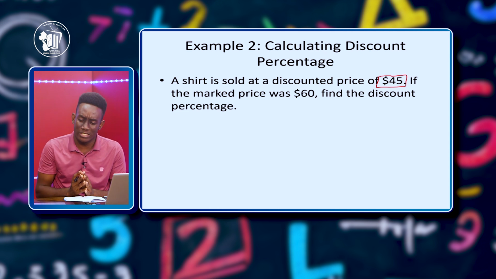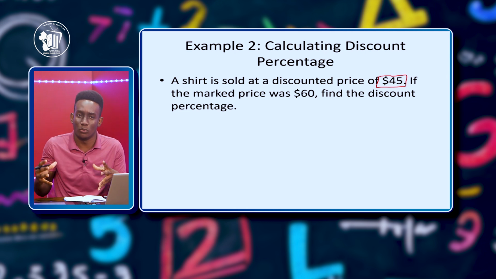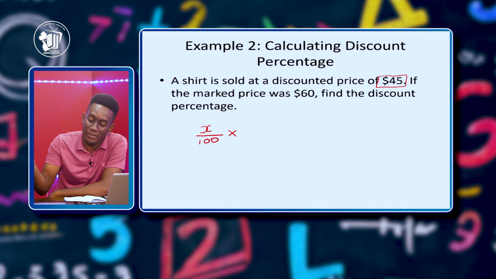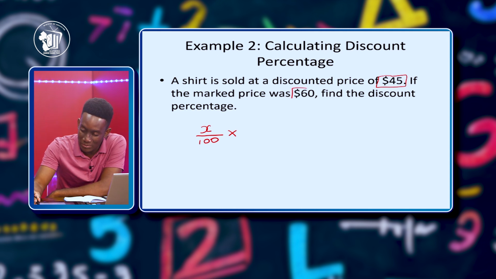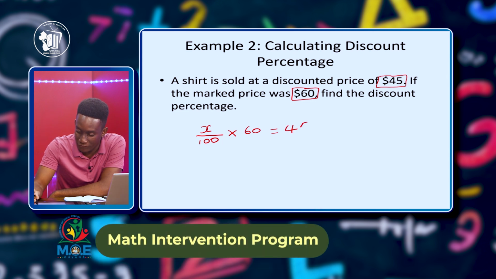So for this scenario, since we don't know what the percentage discount is, I'll just use a letter or variable to represent that unknown quantity. So we just put an X. It's normally the discount percentage over 100, so I'll put X over 100, multiplied by, just like in the previous examples, the marked price. In this case, the marked price was $60. So multiply by 60, and that would give us the discounted price in this scenario, which is 45.